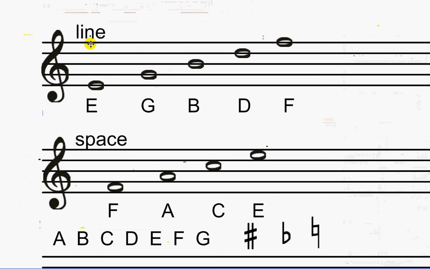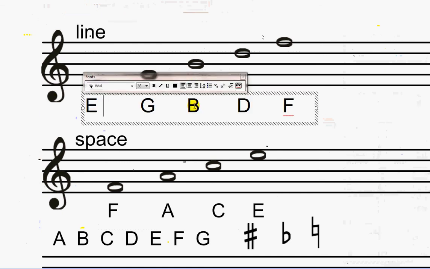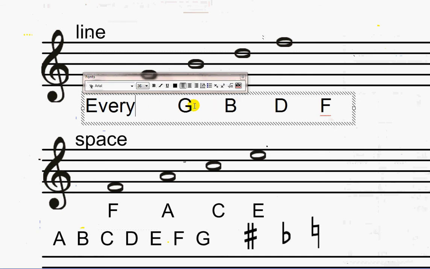Now, if we go up to the notes that are on lines, E, G, B, D, F does not spell any word that I know of. But we do have a handy way to remember that one. Right, and this probably works. We'll see if it does. What we do is we make a sentence, and of course it's going to foul everything up, but we'll just adjust. So we're good like that.